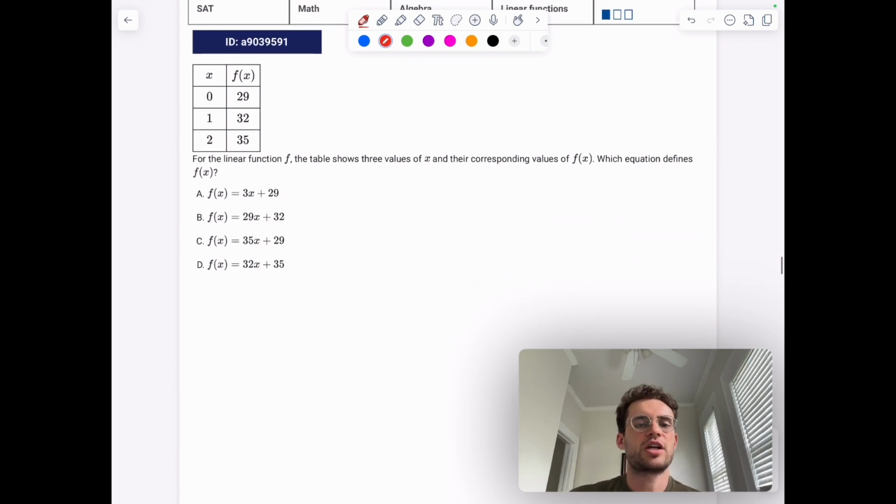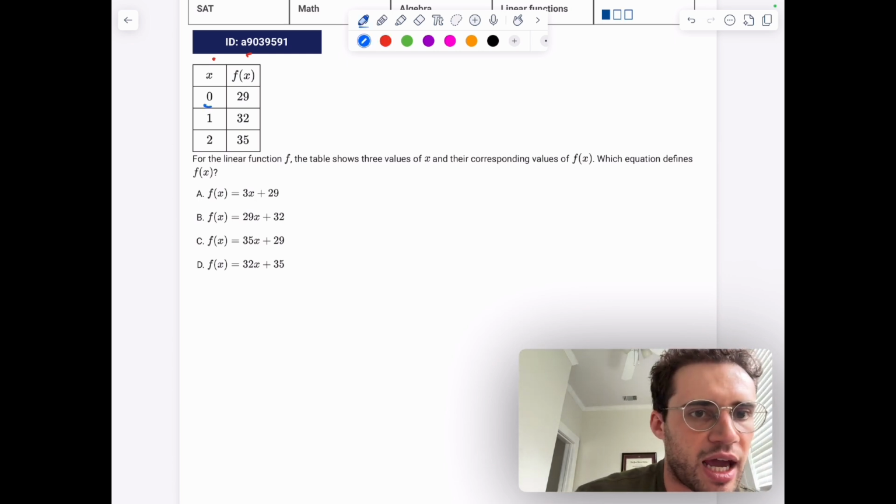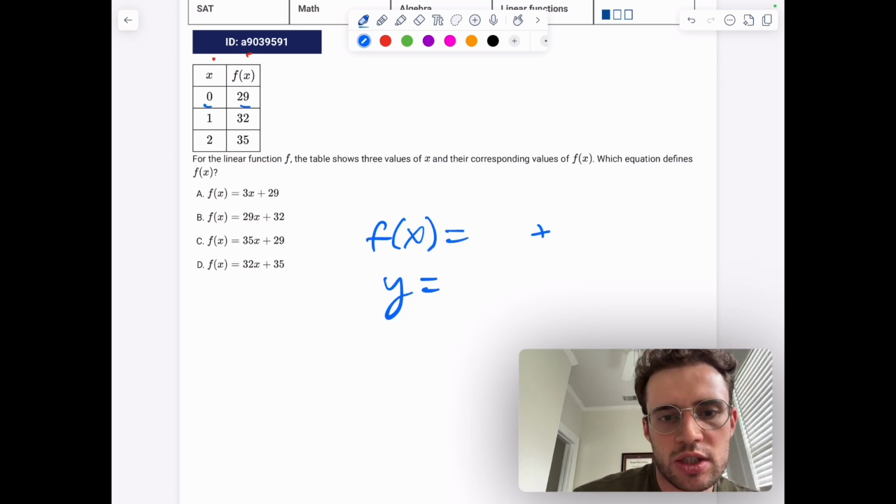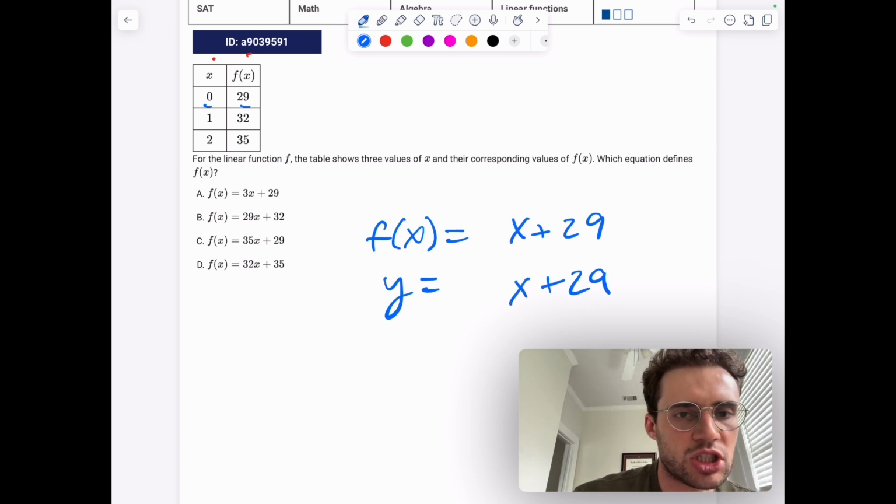For the linear function f, the table shows 3 values of x and their corresponding values of f of x. Which equation defines f of x? And you just think of that as x is the input, f of x is your output. So we see they gave us the y-intercept this time. So when x is 0, your output is 29. So we can think of that as f of x, right? You could write it as y equals if you want, something plus 29. And it's going to be something times x, and we need to figure out what that slope is.